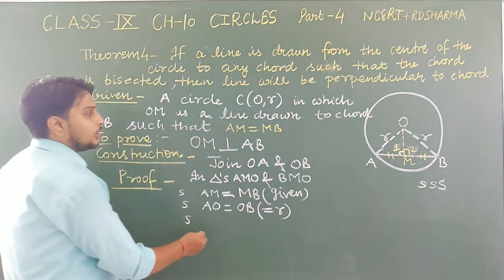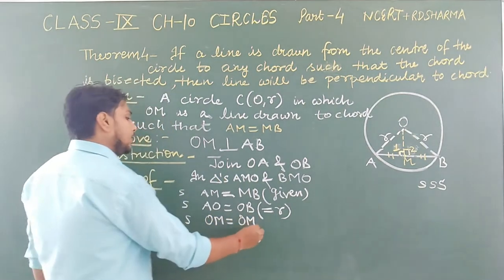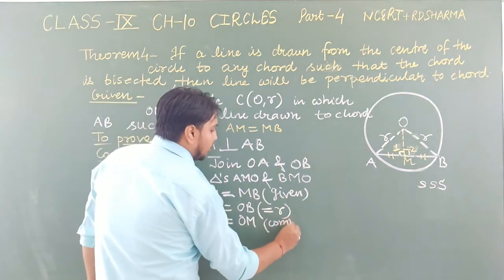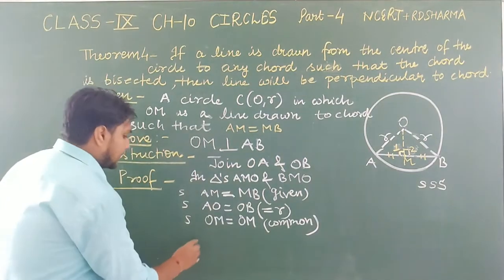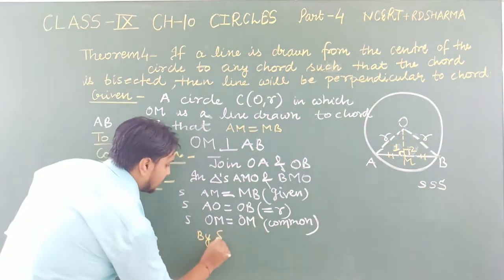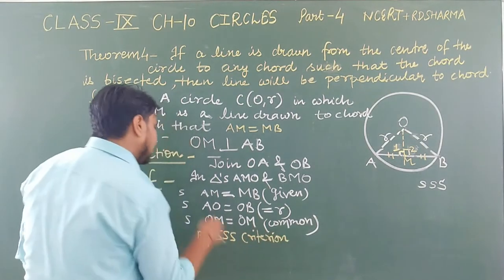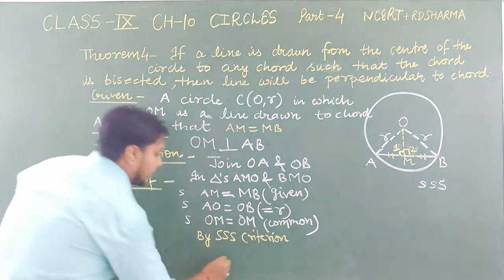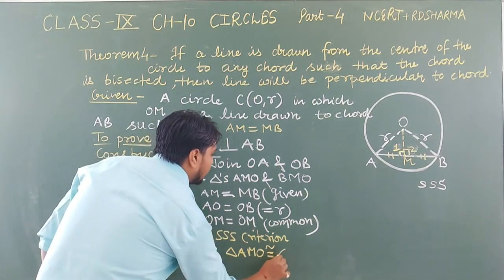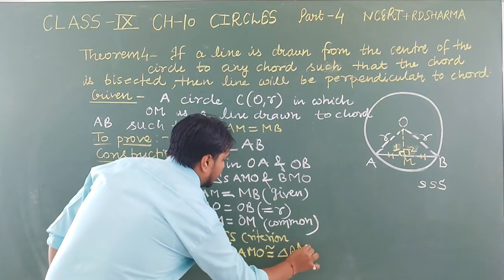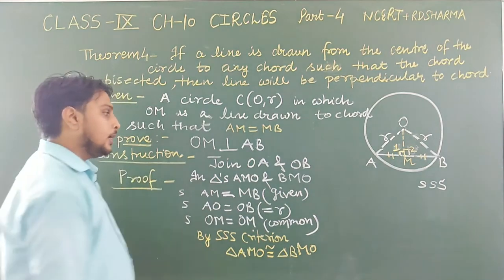Okay, and the third one is OM is equal to OM. How we can say that they are equal? You can see that both are common for the triangles. Okay, so students, by side criteria, we can say that triangle AMO is congruent to triangle BNO.